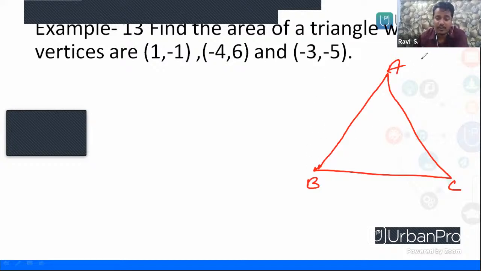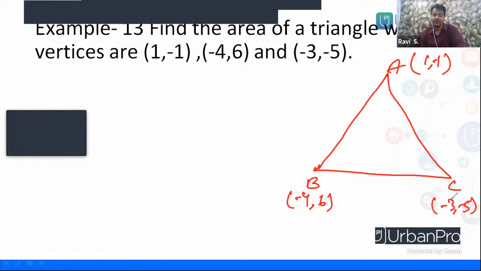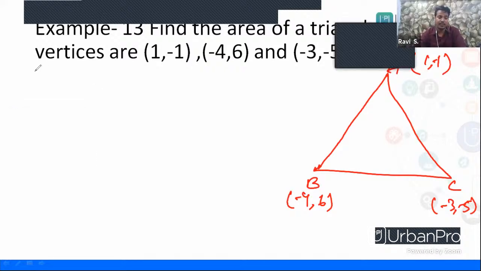But okay. So A, what is A here? We are assuming A is (1, -1), and then B is (-4, 6). Now the C. So C is (-3, -5). Now, as I told you, we will use the formula, or you can do it like this also, guys.